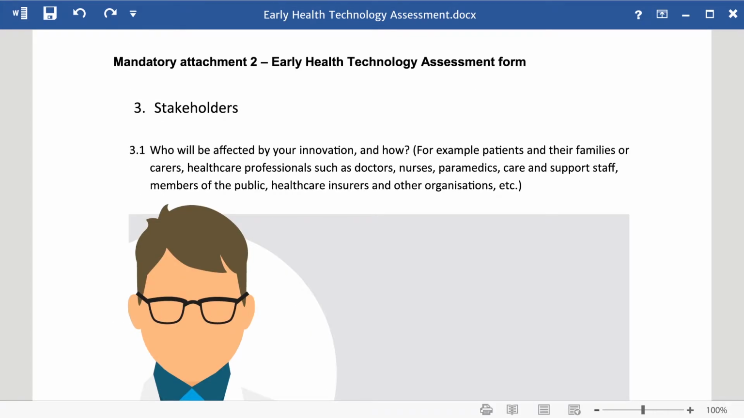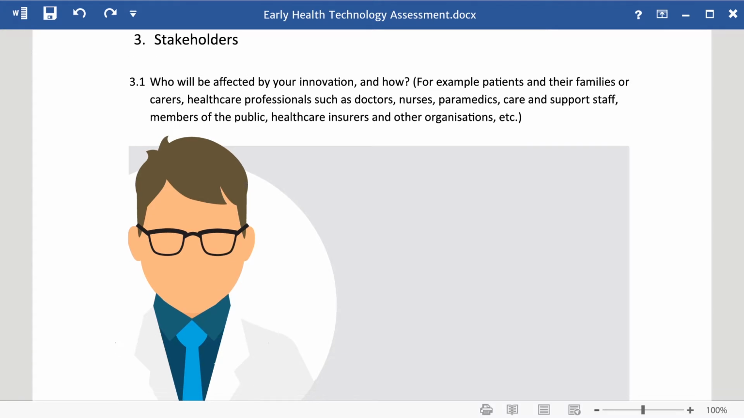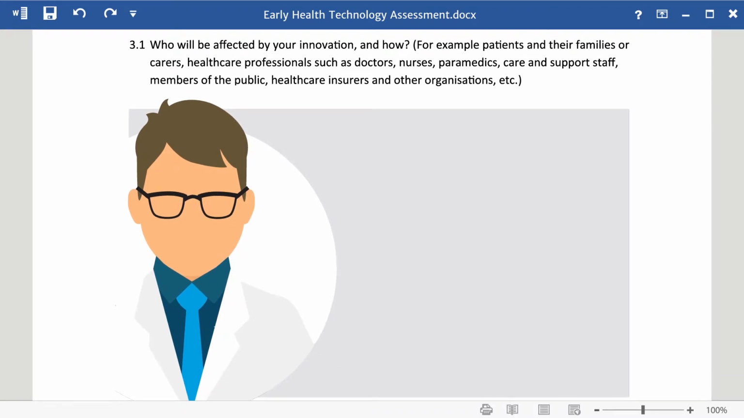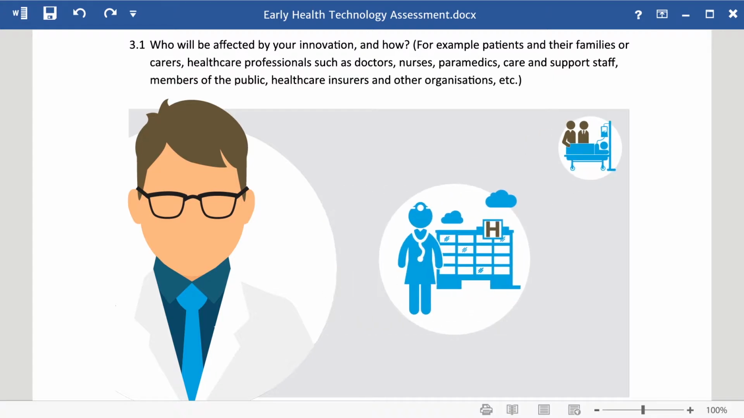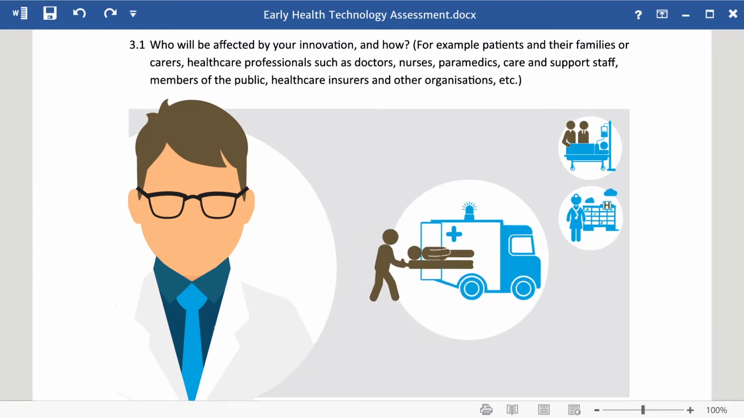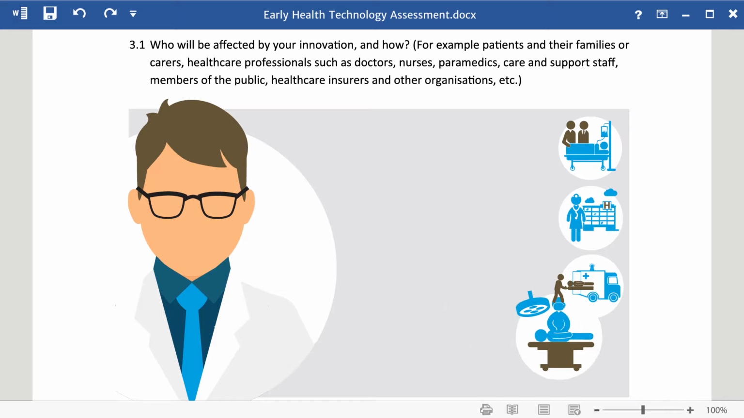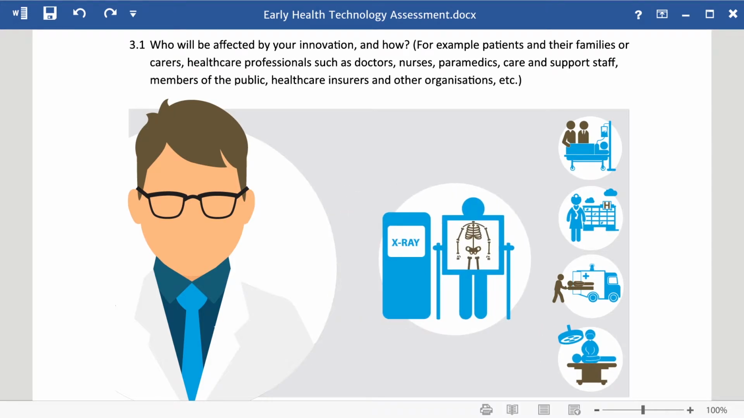To successfully implement your innovation, knowledge of the stakeholders is vital. In Section 3, you will explore who the stakeholders are, what they will observe of the innovation, and whether or not there is support amongst them for it.